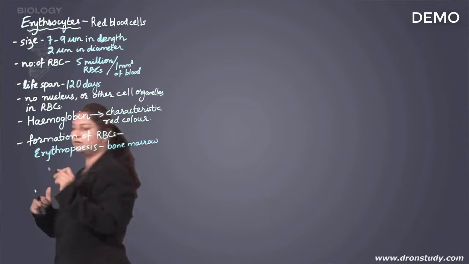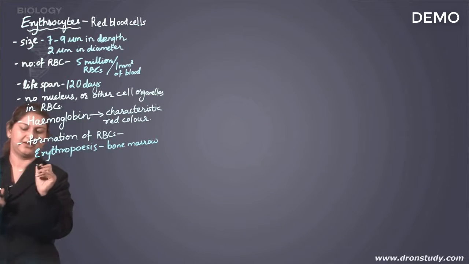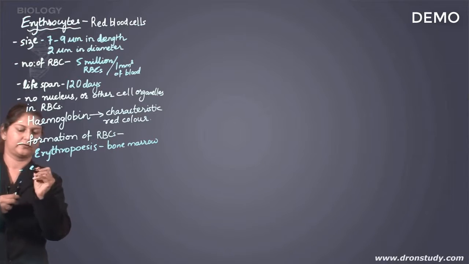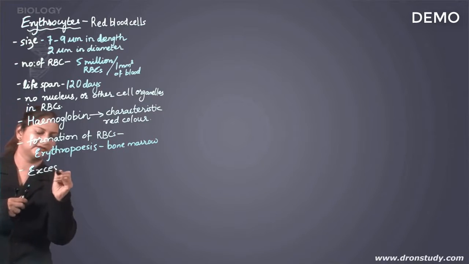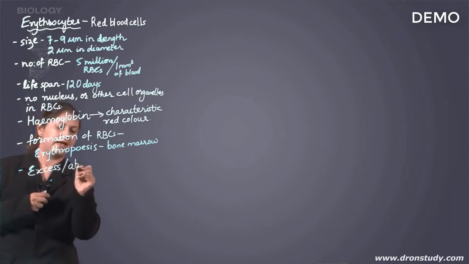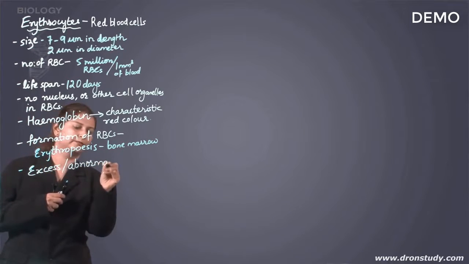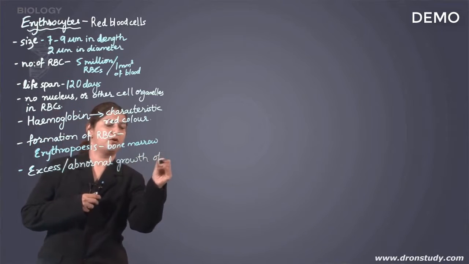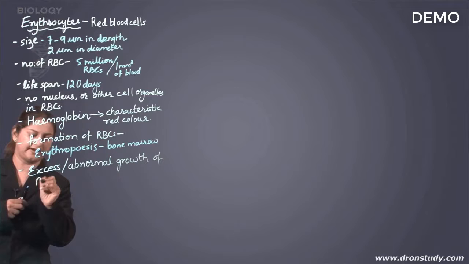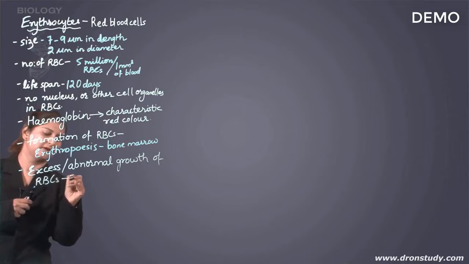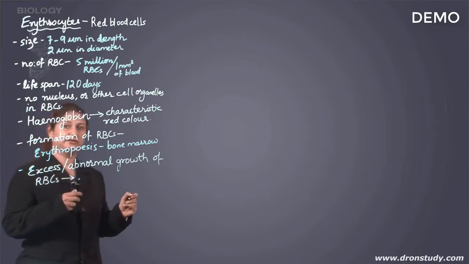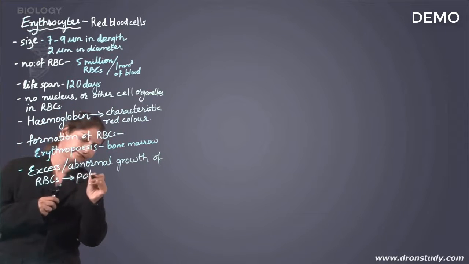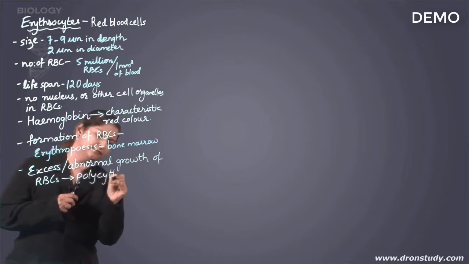Now, when there is excess or abnormal growth of erythrocytes or RBCs, that condition is called polycythemia.